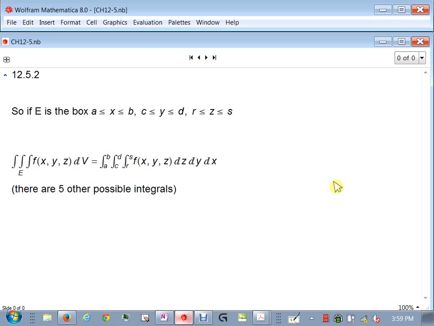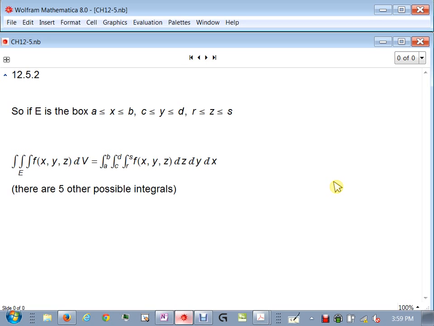So if we have a box, then the triple integral is just going to be 3 integrals, right? Triple integral over E of some function of 3 variables, which again lives in 4-dimensional space, so we can't see it. And it'll just be these 3 integrals. Those are our limits of integration. There's our function, dz, dy, dx. And do you think the order matters? Not on a box. You can swing things around.